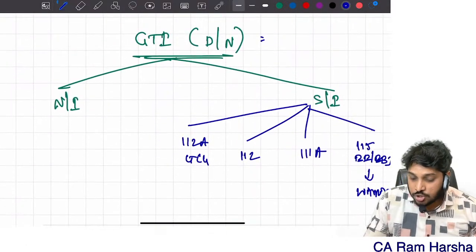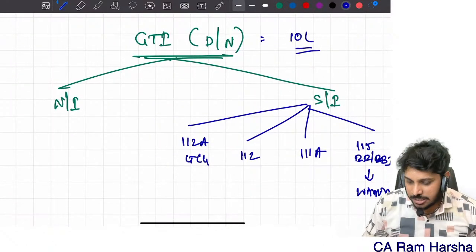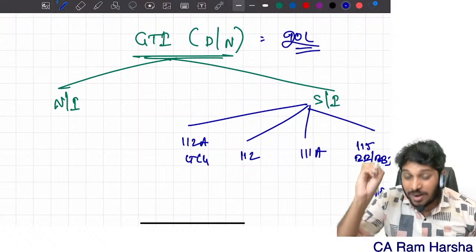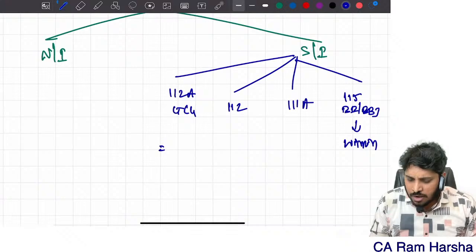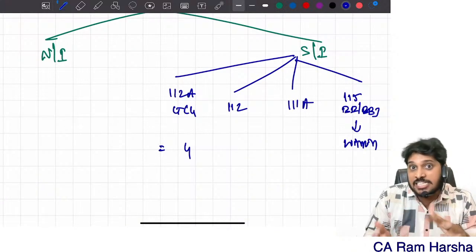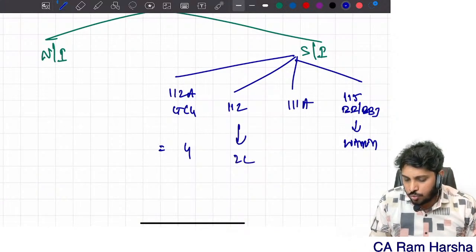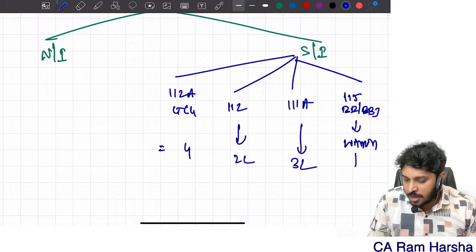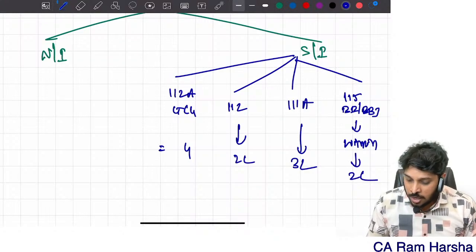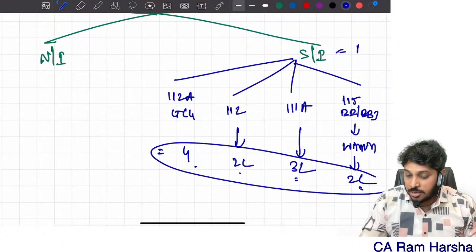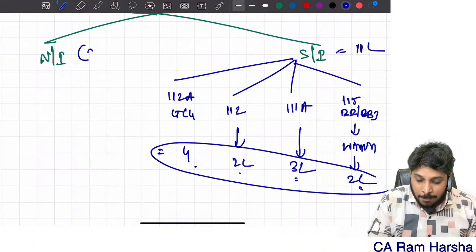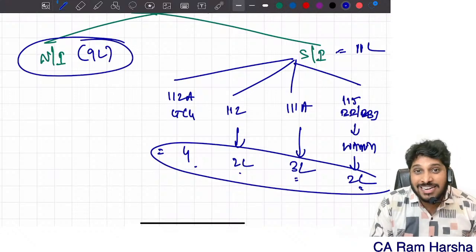Now this gross total income, let us assume 10 lakhs, or else let us assume 20 lakhs is there. Out of this gross total income, how much is 112A income? Let us assume, for example, 4 lakhs. How much is 112? 2 lakhs. How much is 111A? 3 lakhs. How much is 115 winnings and all? 2 lakhs. What is this total? 4 plus 2 is 6, 6 plus 3 is 9, 9 plus 2 is 11. Oh, special incomes are 11 lakhs totally. The remaining balancing figure is called normal income.